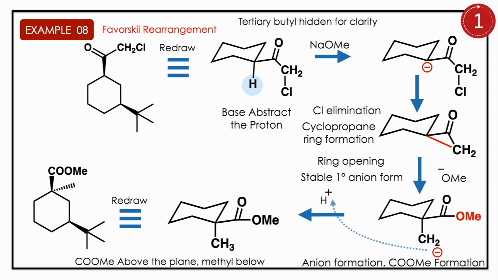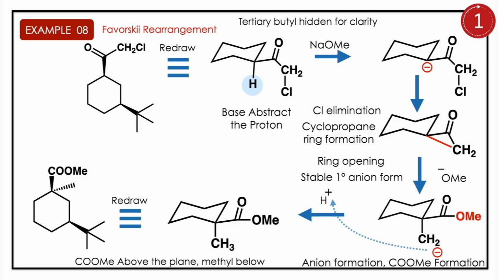It is the base, abstracts the proton. You form anion. The anion is the nucleophile. It can attack the CH2 carbon. Chlorine is the leaving group. It forms cyclopropanone. Cyclopropanone is the strained ring. So it is again attacked by methoxide. Ring opening happens. Which side will the ring open?